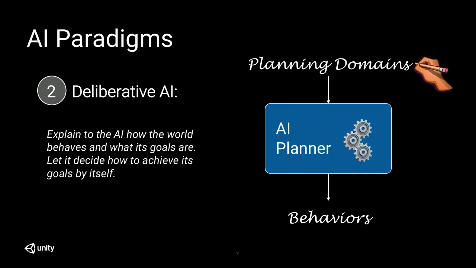But can we do... okay, so this type of paradigm of AI decision making is called deliberative AI. And that's in contrast to reactive AI, because we're not specifying what behavior we want out. We're instead creating a model of the problem that we want to solve and giving it to a specialized algorithm that will try to solve that problem.